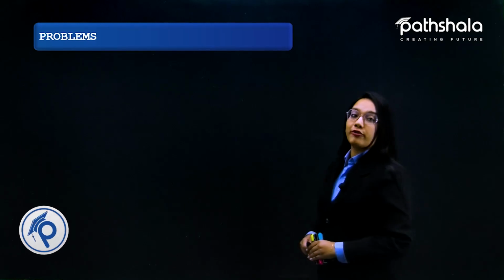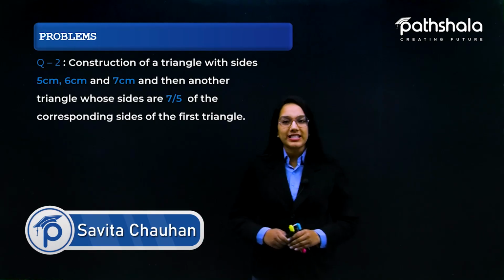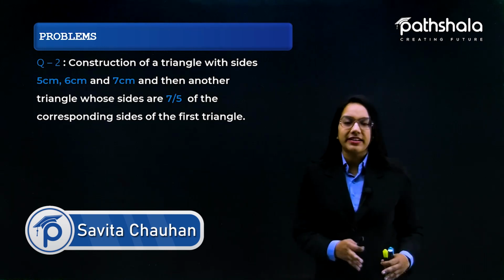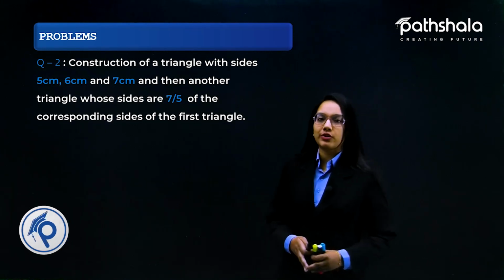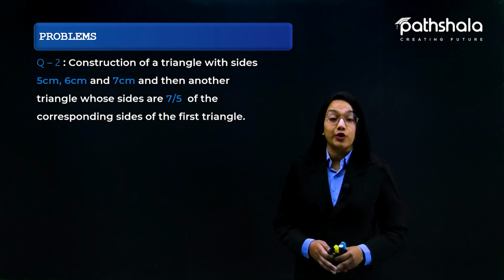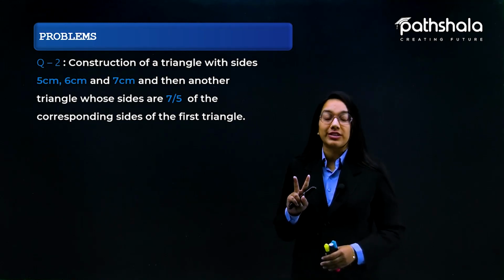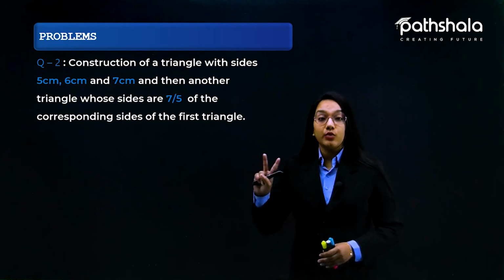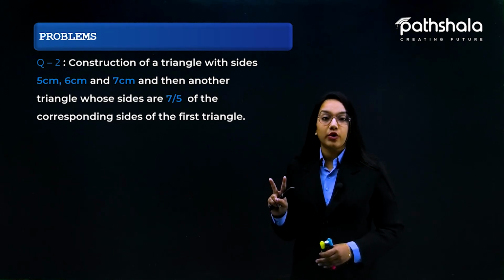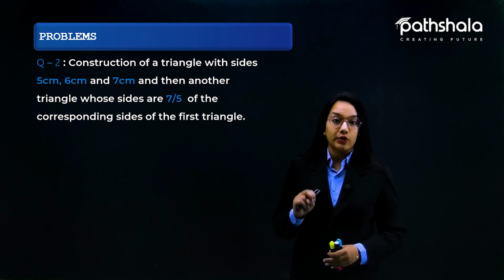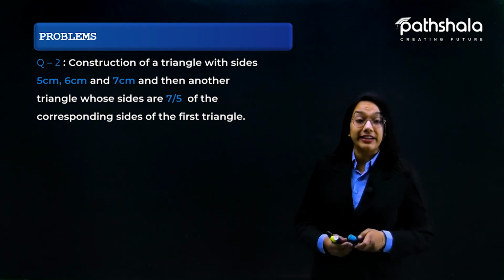So let's move on to question number 2, which says that we have to construct a triangle having sides 5, 6, 7 centimeters, and then draw another triangle whose sides are 7 by 5 of the corresponding sides of the first triangle. This is the second situation, in which the sides of the triangle to be formed are 7 by 5 of the corresponding sides of the triangle.